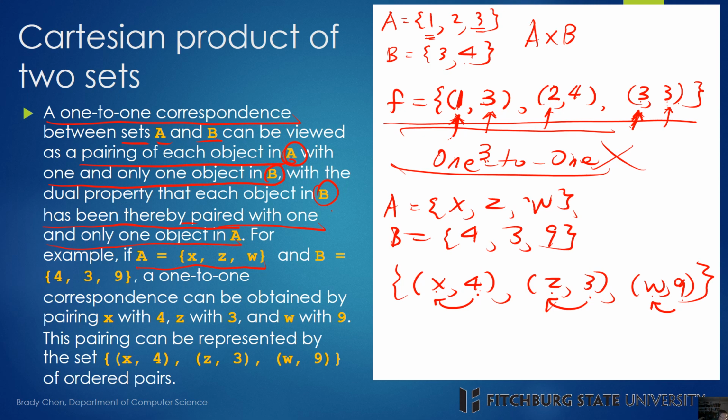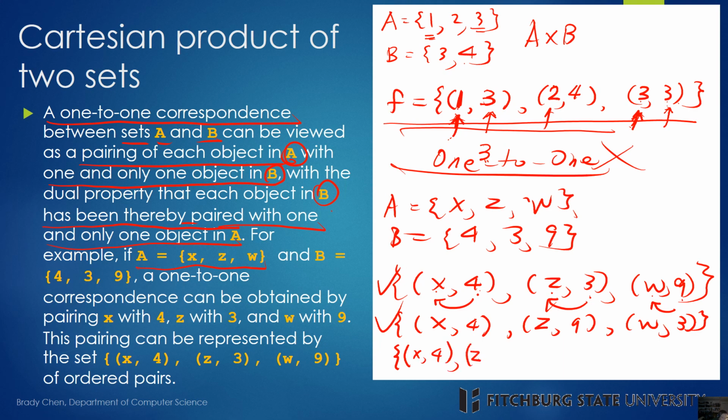Now another example is, for example, x maps to 4, and z maps to 9, and w maps to 3. That's also 1-to-1, right? However, if I pick an example like x maps to 4, and z maps to 3, and w maps to 4 as well. Now that map is not 1-to-1 because x maps to 4 and w maps to 4.